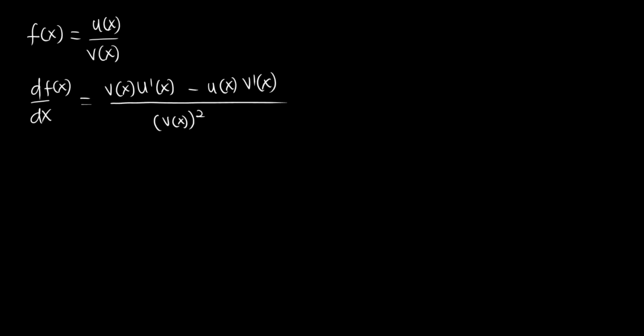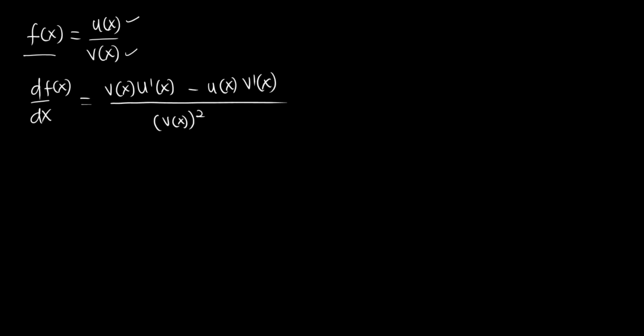In this lesson, we're going to learn how to find the derivative of quotient functions. When you look at f of x here, you see that f of x is the quotient of two other functions, which is u of x and then v of x. So we have f of x equals u of x divided by v of x, where u of x and v of x are differentiable.